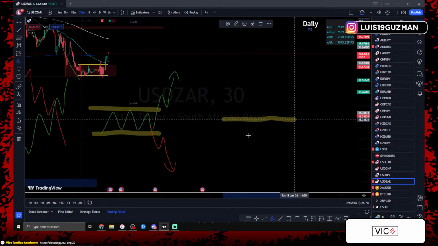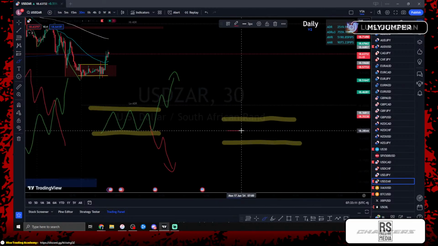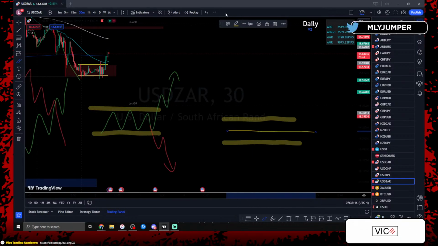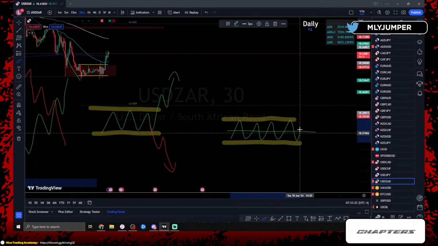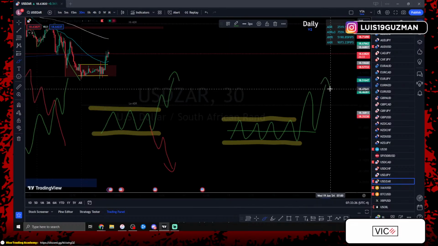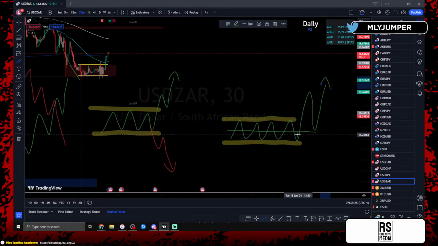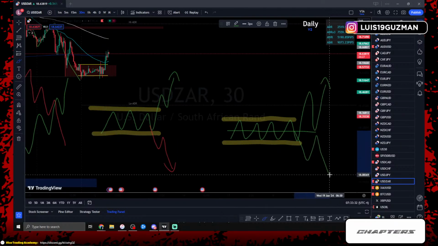A type 3 pattern is when price, again, consolidates during Asia session, London session, breaks, comes back 50% of consolidation to continue. Or, again, break 50% and continue.